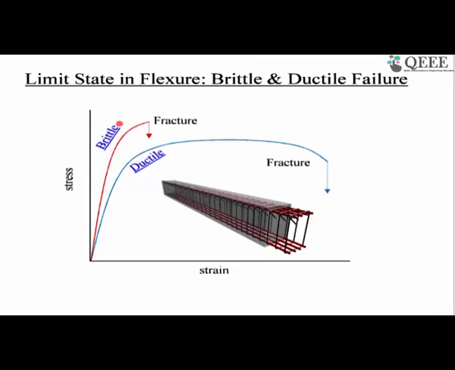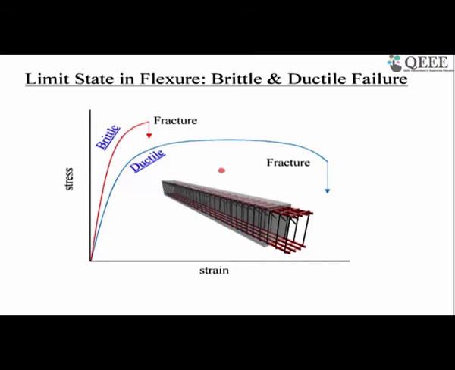You see, here we have two materials, one is concrete and one is steel. It is fine that concrete takes the compression and steel takes the tension. But the behavior of concrete and steel is very different. The way they fail is very different. You see here, I have given the stress strain behavior of two different materials: one is a brittle material, one is a ductile material.